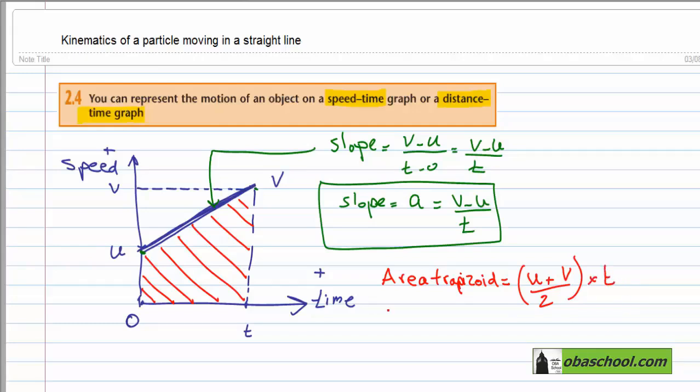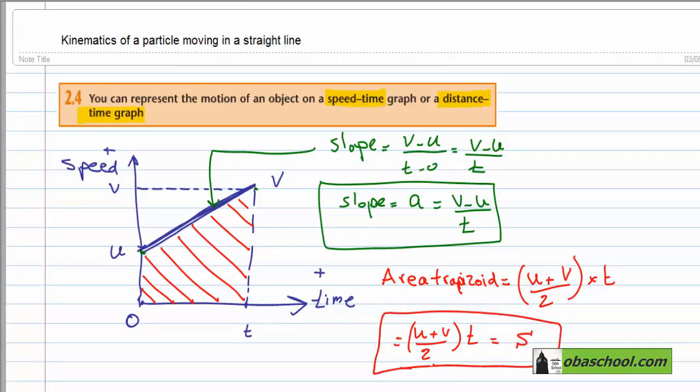As you see, the area of the trapezoid, which is the area under the speed-time line, which is basically a speed multiplied by time, is equal to u plus v divided by 2. This is an average speed, multiplied by the time t, which is equal to the distance. So we know that distance is equal to a speed multiplied by time. And this is the distance s that the particle passes from time 0 to time t. We already know this as the formula of distance from the equations of motion.